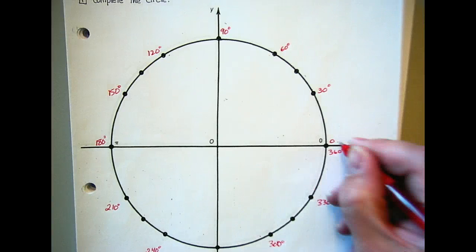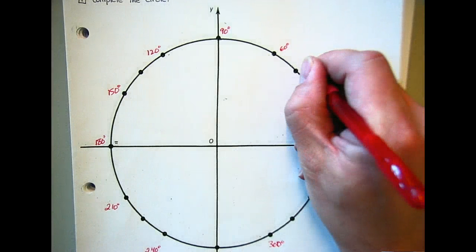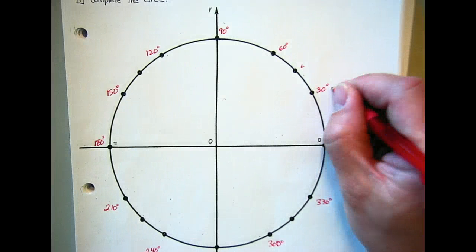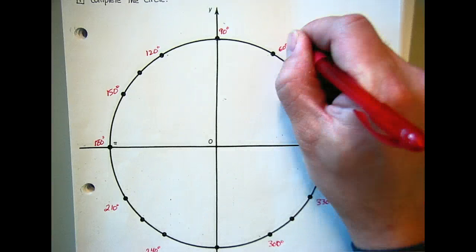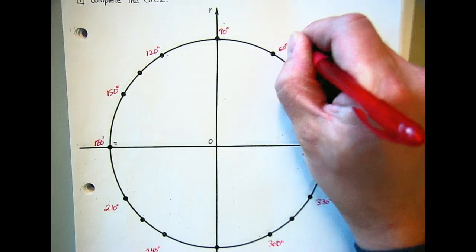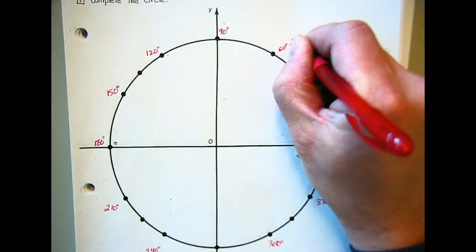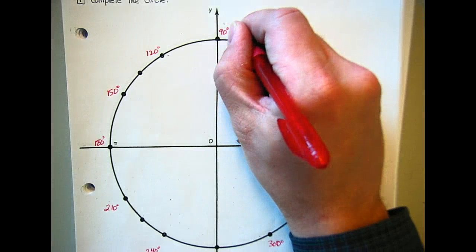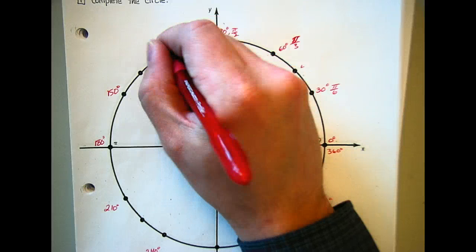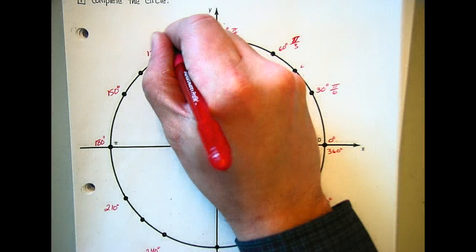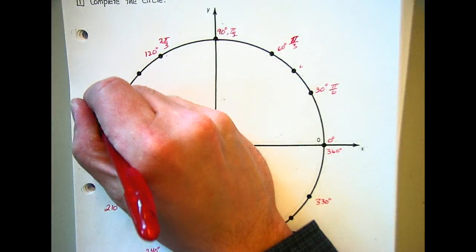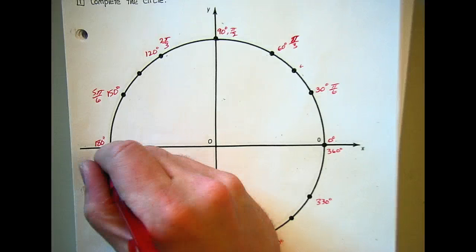Okay, and we count by our, actually before I do my 45s, I'm going to go on to here. So, if we're counting by our radians, this is pi over 6, 2 pi over 6, or pi over 3, 3 pi over 6, or pi over 2, 4 pi over 6, or 2 pi over 3, 5 pi over 6, and pi, which we got here.